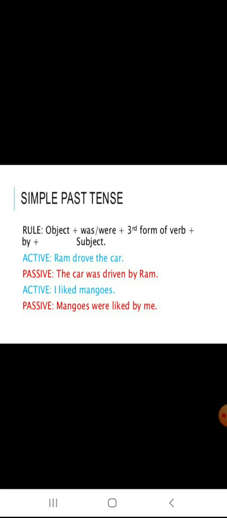Then the simple past. Simple past means we have to use first object, then was or were, singular was, plural were, third form of a verb, by plus subject. Active voice: Ram drove the car. The car was driven by Ram. I liked mangoes. Mangoes were liked by me.